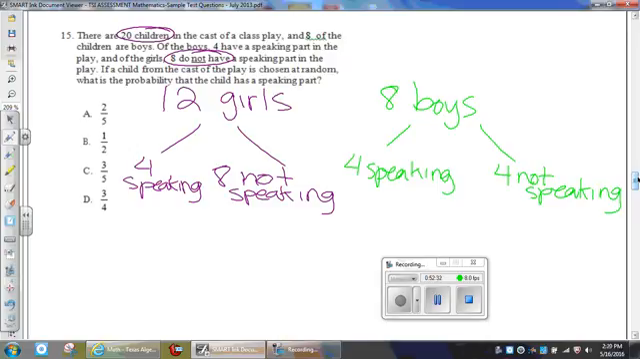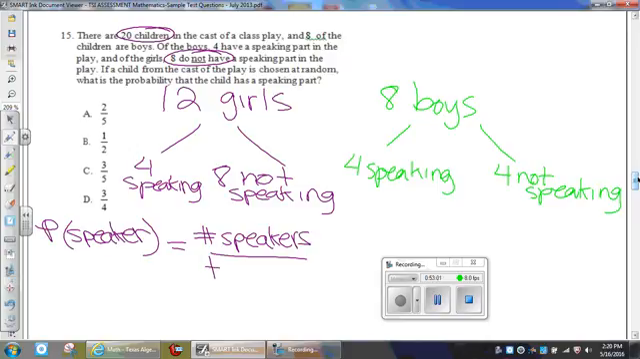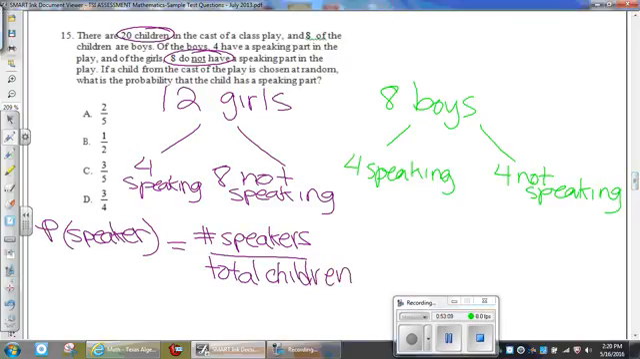So the question is, if a child from the cast of the play is chosen at random, what is the probability that the child has a speaking part? So let's see, probability that the child will be a speaker in the play. So we need to calculate the number of children who are speaking divided by the total number of children. And so if we count how many children are speaking, we have 4 girls and we have 4 boys. So 4 plus 4 is 8.